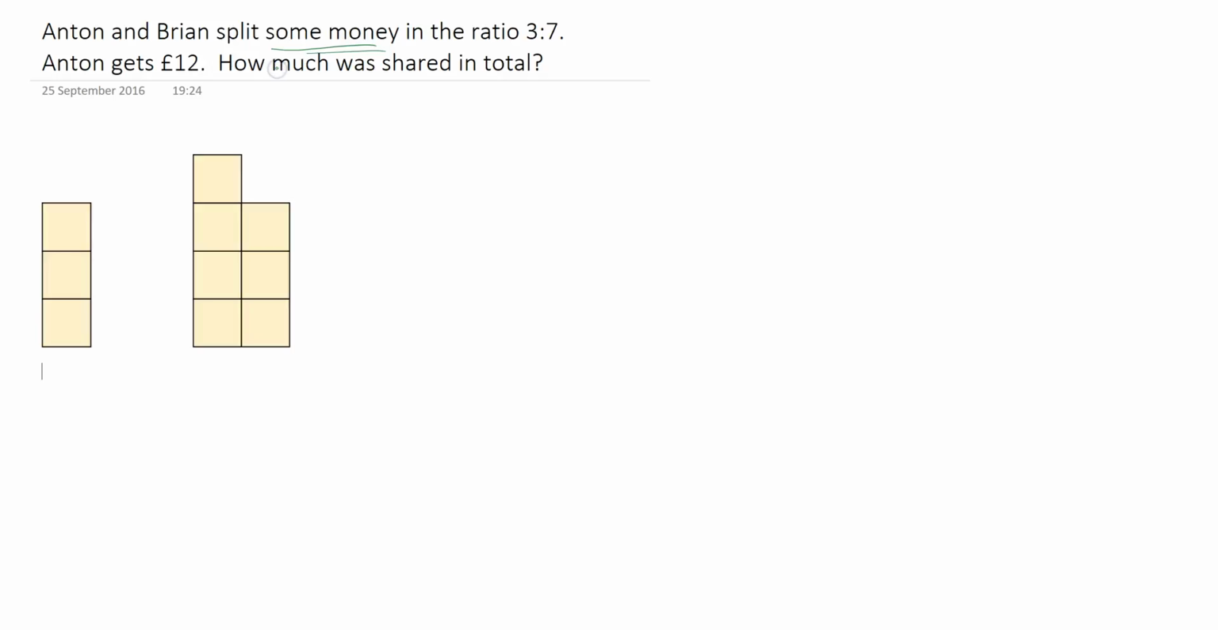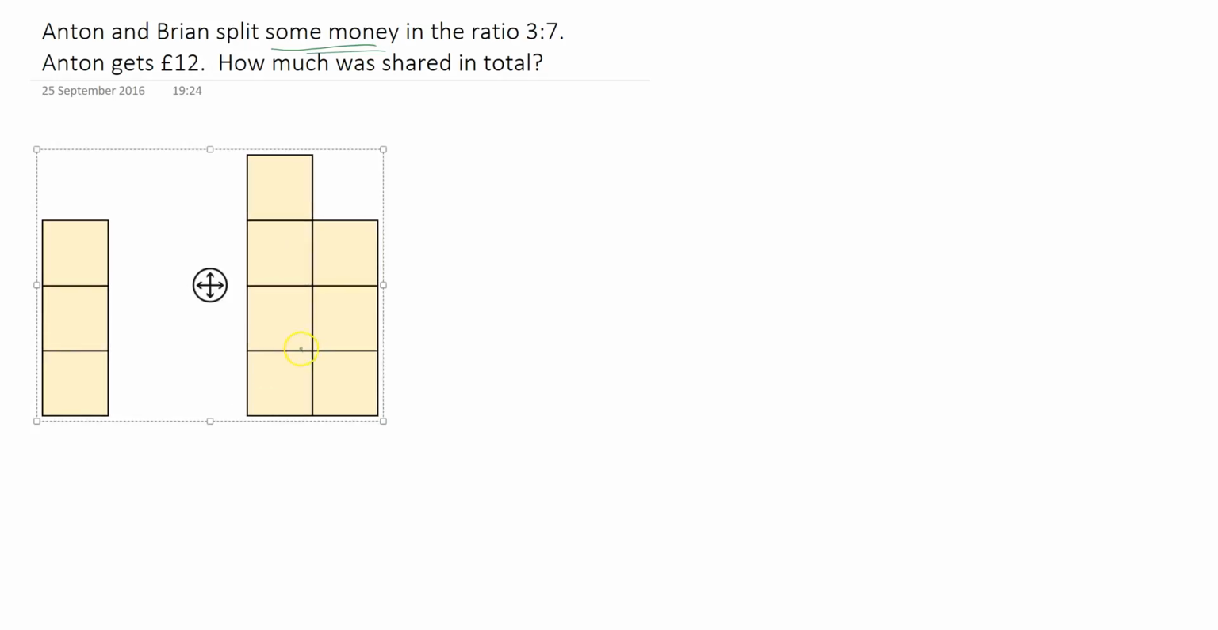This is a common mistake: people then just try and divide this £12, draw the boxes and try and split the £12 between those 10 boxes. Not in this case. We're going to start off the same way though. So I'm going to put in my drawing of all the boxes.